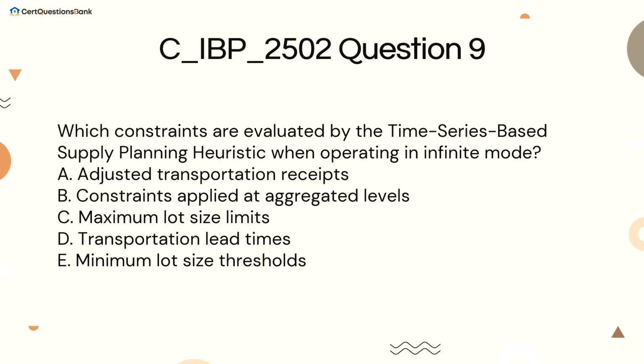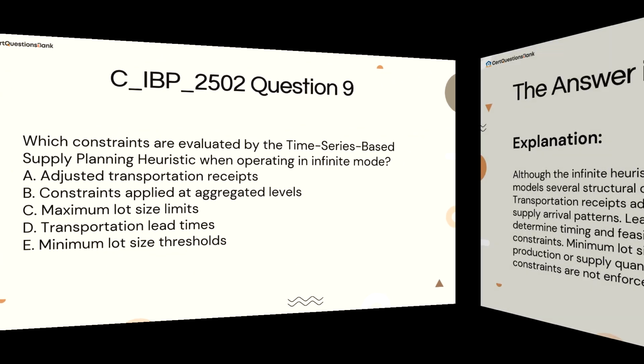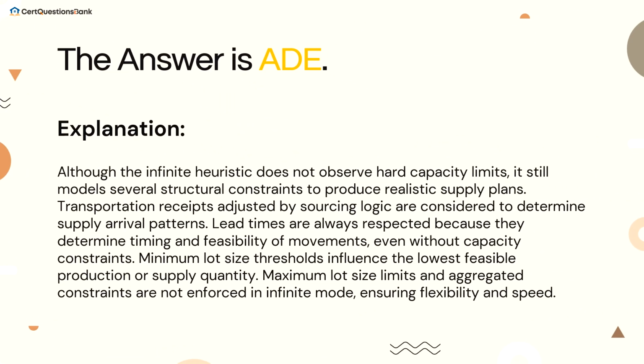Which constraints are evaluated by the time series-based supply planning heuristic when operating in infinite mode? A. Adjusted transportation receipts. B. Constraints applied at aggregated levels. C. Maximum lot size limits. D. Transportation lead times. E. Minimum lot size thresholds. The answer is A.